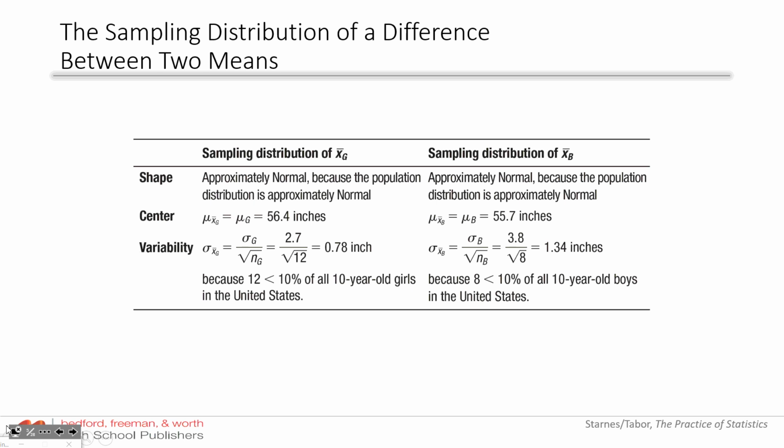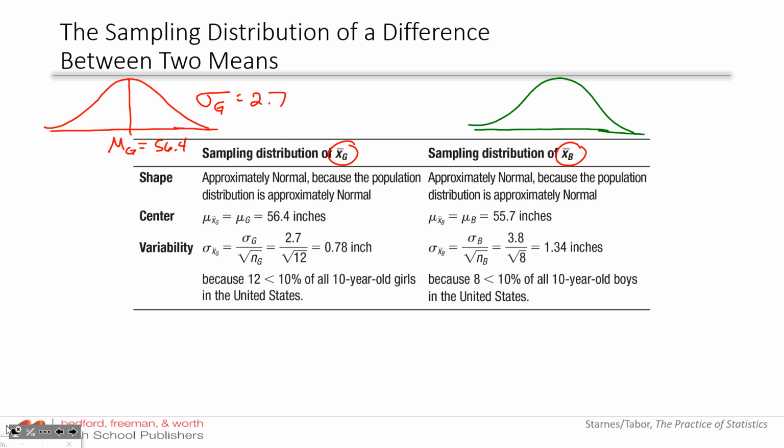And from those two independent SRSs, we're going to have two independent X bars, an X bar sub G for the girls and an X bar sub B for the boys. And just as a quick reminder, the population of girls' heights had a mean of 56.4 inches and a standard deviation of 2.7 inches. That's for the girls. And then the population of the boys had a mean of 55.7 inches and a standard deviation of 3.8 inches, right? And we took two separate independent simple random samples.